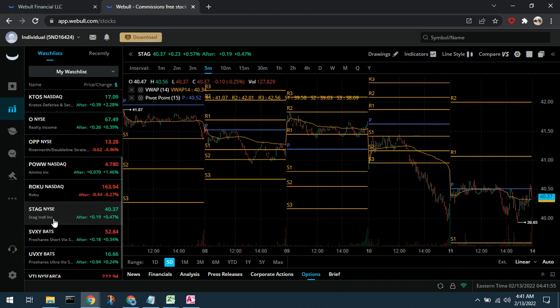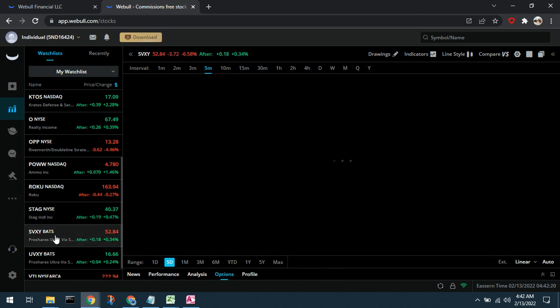STAG is an industrial REIT: warehouses, logistics, etc. Again, we like that. It's been declining a bit. When it stabilizes around this 40 level, we would like to be able to go long. STAG is also a monthly dividend-paying REIT, so it's a place to park some money, ride out the volatility, and collect dividends while we do that.